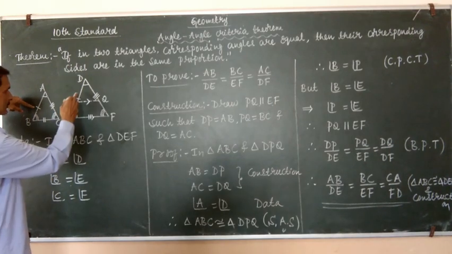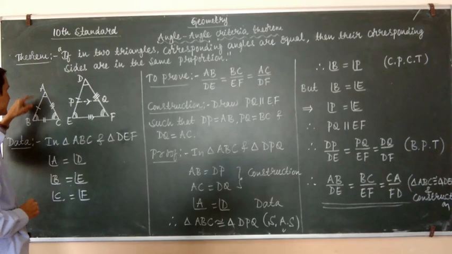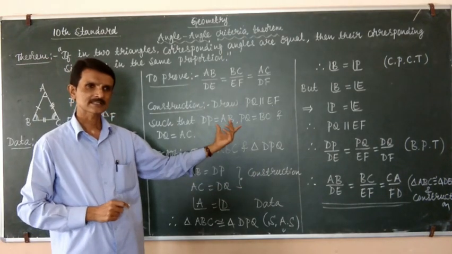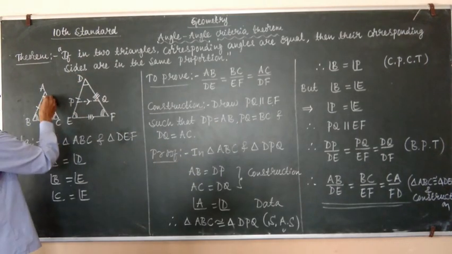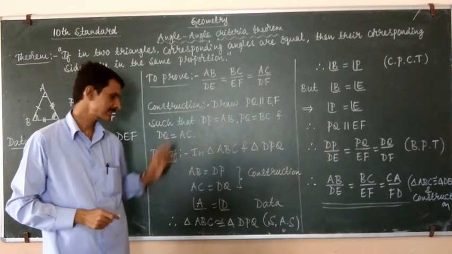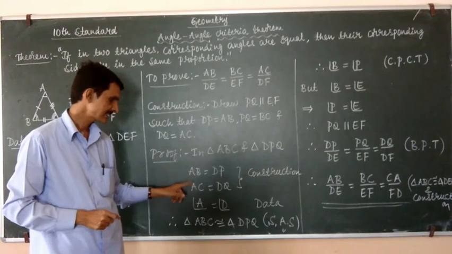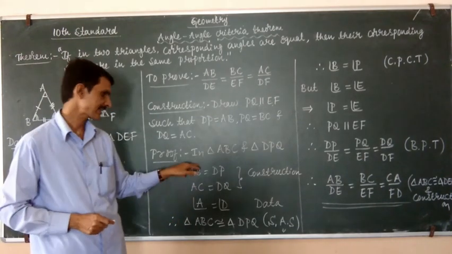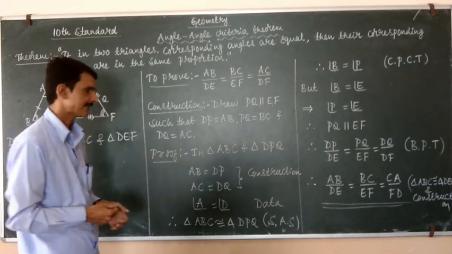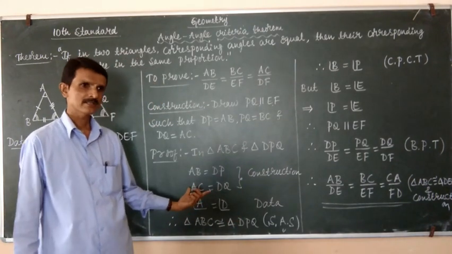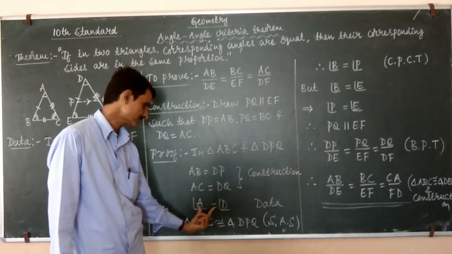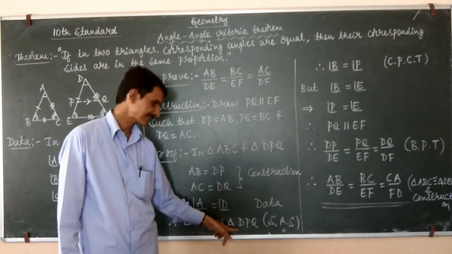So AB is equal to DP, and AC is equal to DQ, because this is what we have constructed. And already we know that angle A is equal to angle D, that is in the data. So therefore, in two triangles, the two sides and an included angle of one triangle are equal to the corresponding two sides and an included angle of another triangle, then those two triangles are congruent. That is the SAS axiom. So by SAS axiom, these two triangles are congruent. Therefore, we can write triangle ABC is congruent to triangle DPQ.